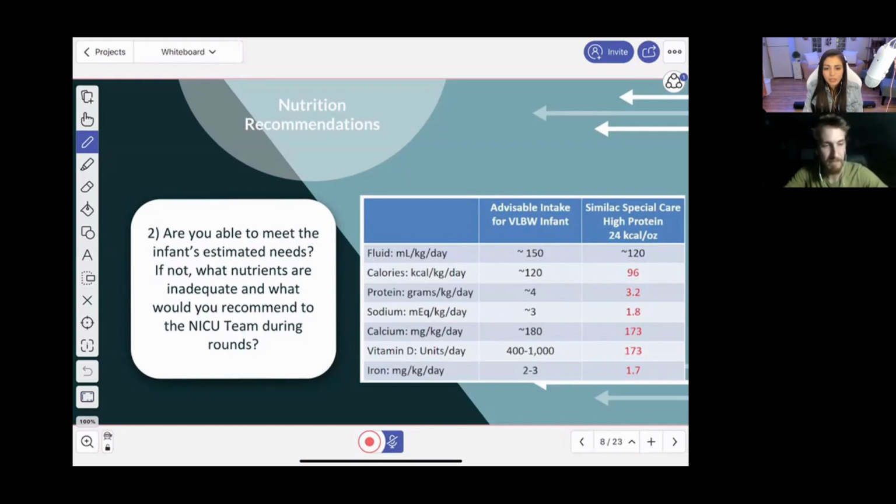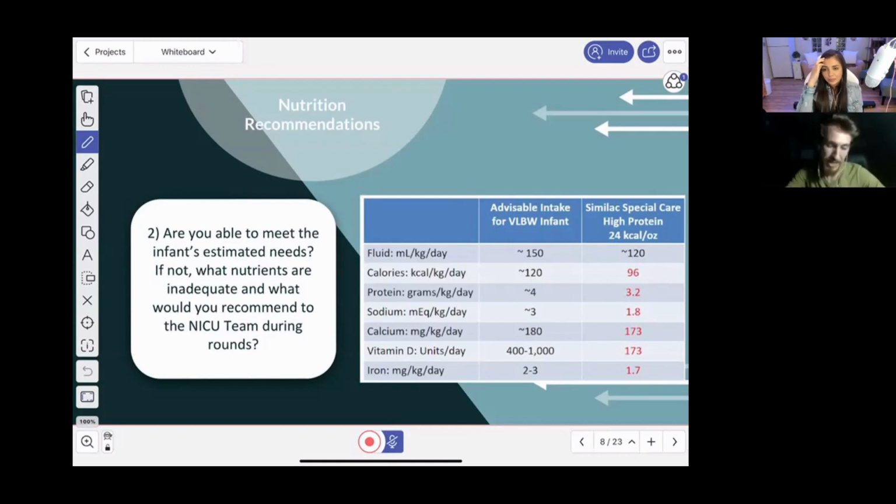So then we look at our vitamin D. It should be from 400 to 1,000 international units per day. That's very low because we're only at 173 IUs per day. And same thing with iron. So I think it's safe to say we're low on all. We're low on pretty much everything.